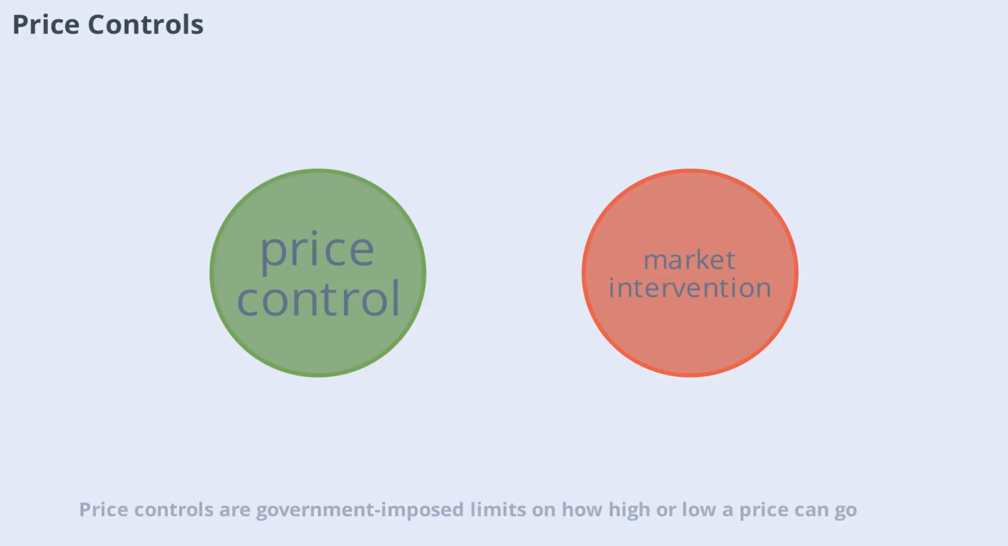Price controls are government-imposed limits on how high or low a price can go. Price ceilings, like rent controls, keep prices from rising above a certain level, while price floors, like minimum wage laws, set a minimum price. While price controls can help protect consumers or workers, they can also lead to shortages or surpluses if not set carefully. Microeconomics studies the effects of these policies on markets.